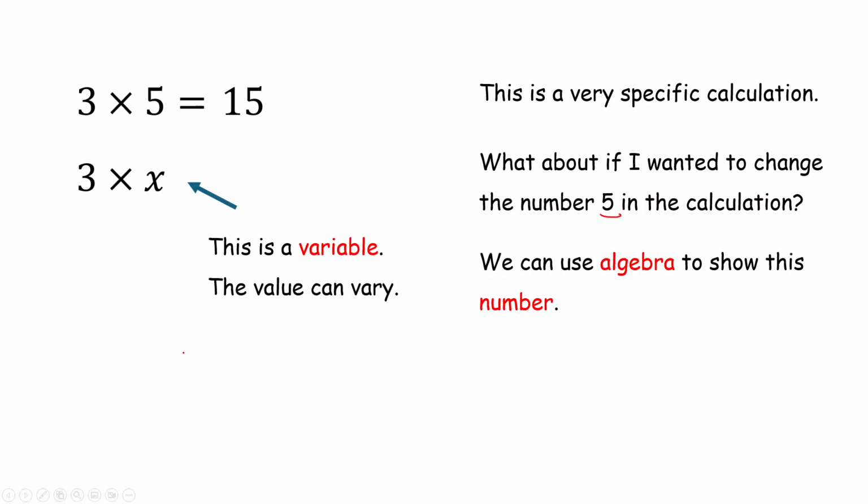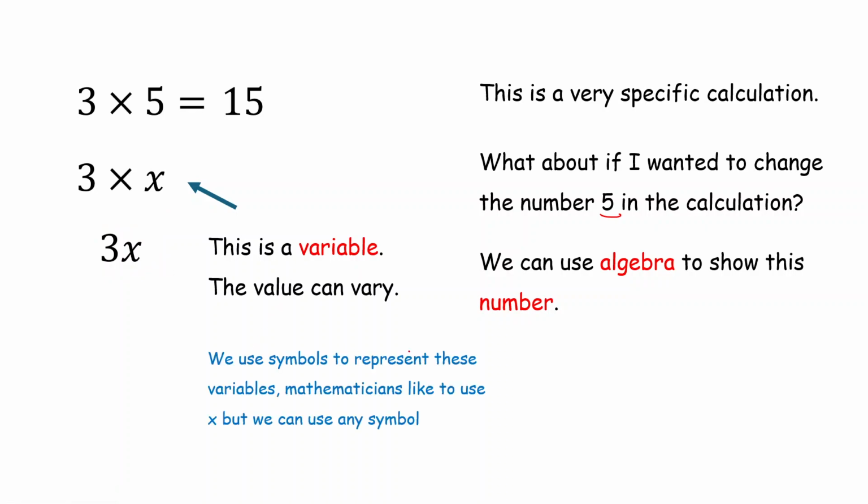Also, 3 times x, we can write more simply in algebra as 3x. 3x means 3 times x. We're just writing it in a more simplified way, as you'll see in later videos. And we use symbols to represent these variables. In this case I've used the letter x, which is a very common letter to use in algebra, but you can use any other letter. You might also see y, you could use a, or you could use any other symbol. You could use a question mark, you could even use a dog if you wanted to. But in high school maths we're probably going to be using letters, and x is a really common one to use.